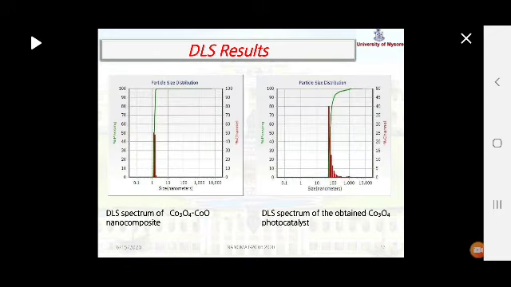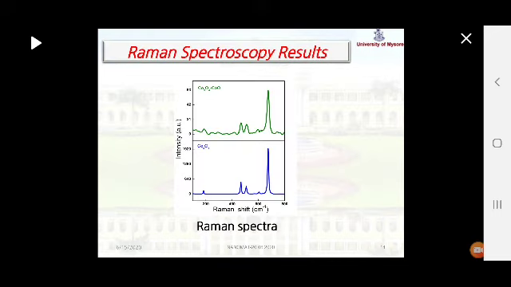DLS results show the size of the prepared samples. For the pristine sample the size is around 17 nanometers, and for the composite around 10 nanometers, which is in agreement with the XRD result. Raman spectroscopy: for the pristine catalyst, all 5 Raman peaks appeared, showing high crystallinity. For the composite, broadened peaks appeared, indicating the composite formation and also the presence of oxygen vacancies, which agrees with the XPS result.